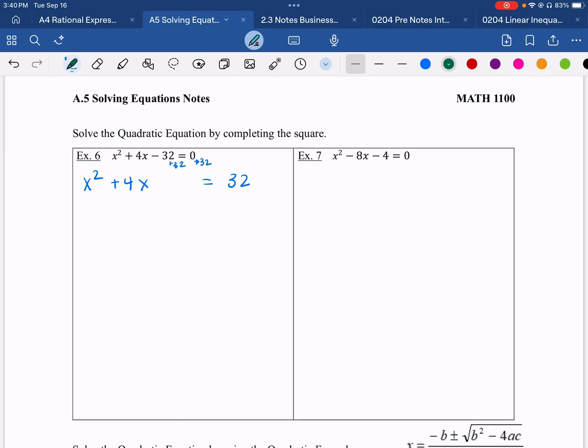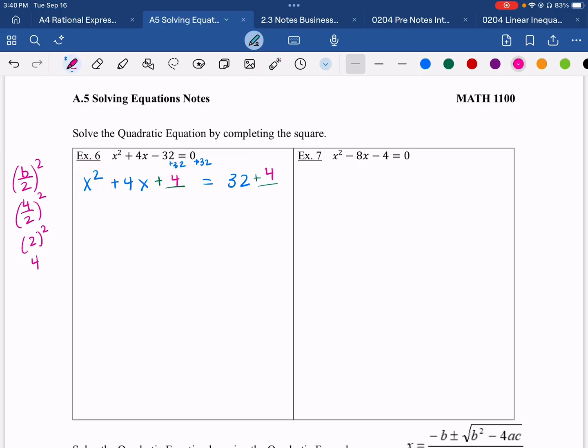And now I'm going to add something to both sides to complete the square. To complete the square means I want a perfect square there, where 32 was not a perfect square. To complete the square, you take your b term divided by 2 and then square it. So I'm taking 4 divided by 2, squaring it. 4 divided by 2 is 2. 2 squared is 4. Oh, they just happen to be the same. It's not always that. So now it's a perfect square.